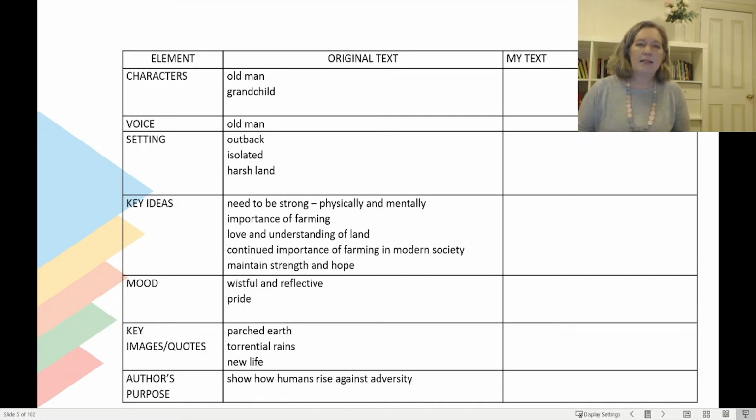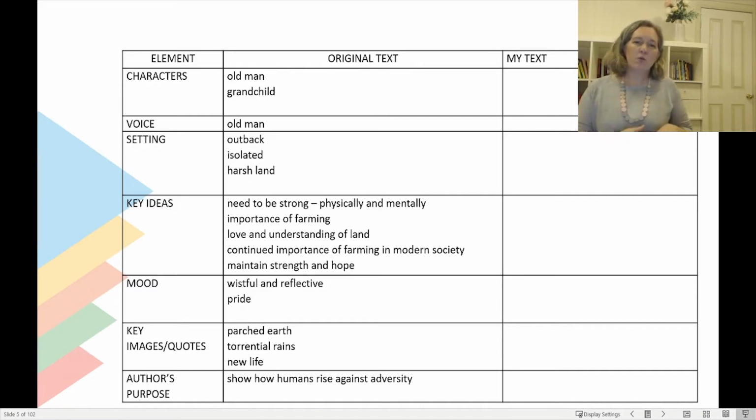There are some key images in this story. We see parched earth, there's a lot of torrential rains, and we also see new life. And then the author's purpose is to show us how humans will always rise against adversity. So nature can try and beat them down, but they're always going to come through and succeed.